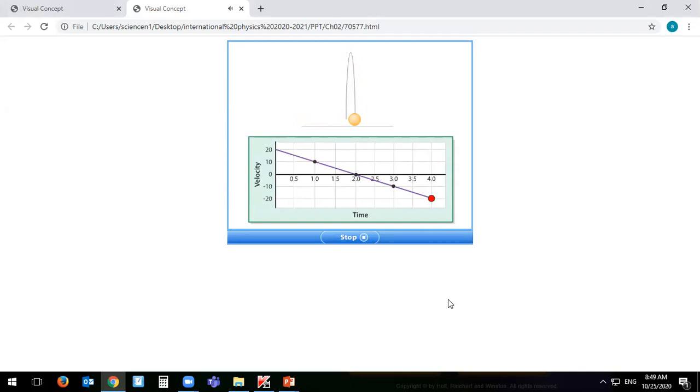Remember that acceleration is the slope of the graph of velocity versus time. You can see that the velocity graph has a constant negative slope. This slope is the acceleration due to gravity, negative 9.8 meters per second squared. The ball has this same acceleration at all times, even as its velocity is positive, then briefly 0, then negative.